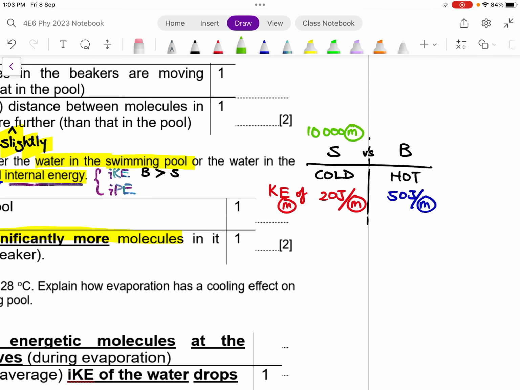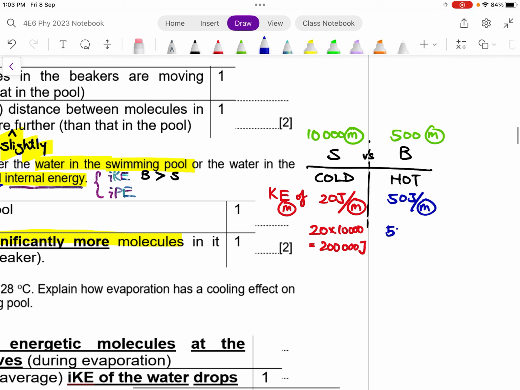Okay, because the beaker is way smaller compared to the swimming pool, maybe the beaker has maybe 500 molecules in it, let's say. Right? So what is the total kinetic energy of the molecules? Down here, it will be 20 times 10,000, which is about 200,000 joules. Down here will be 50 joules multiplied by 500. It will give you about 25,000 joules.